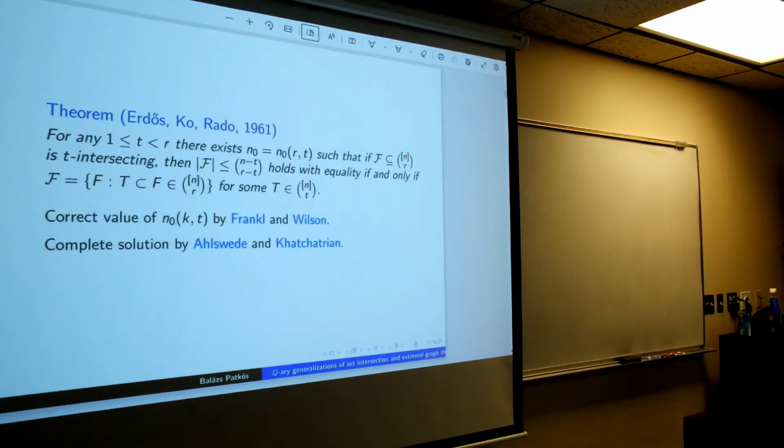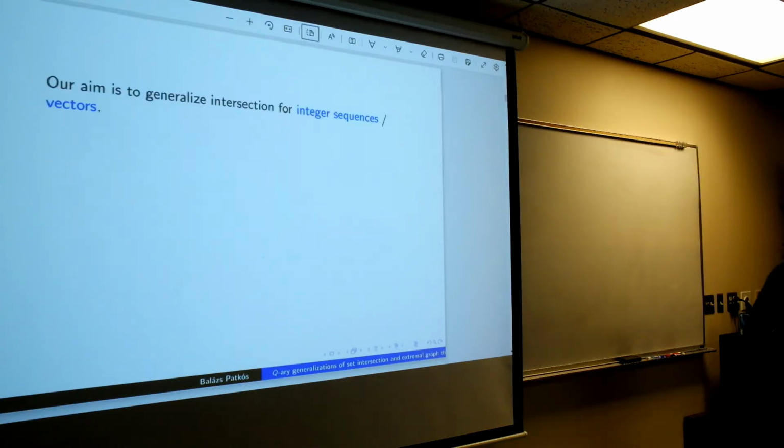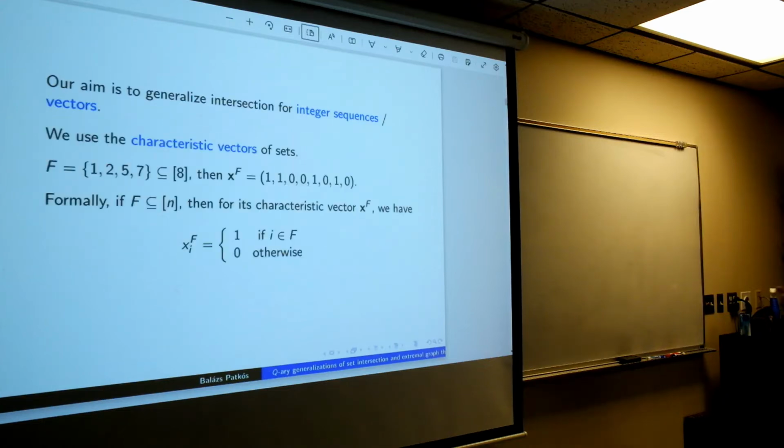Okay, so this is what we want to generalize. So what will be our object? I would like to say something about intersection for integer sequences or vectors.